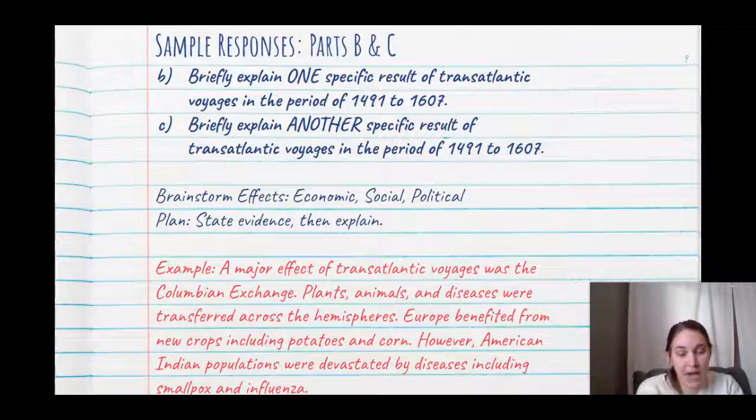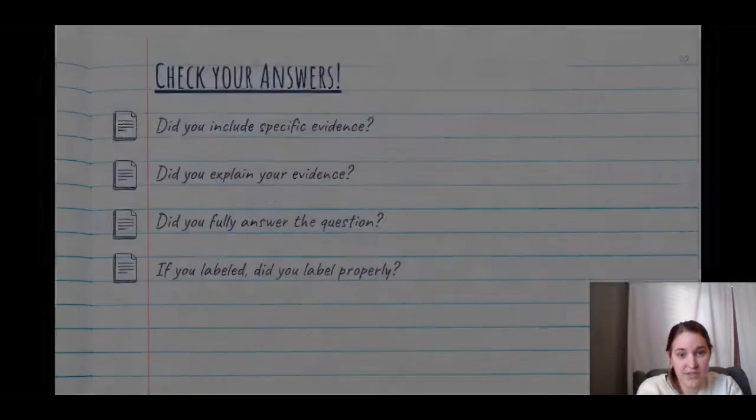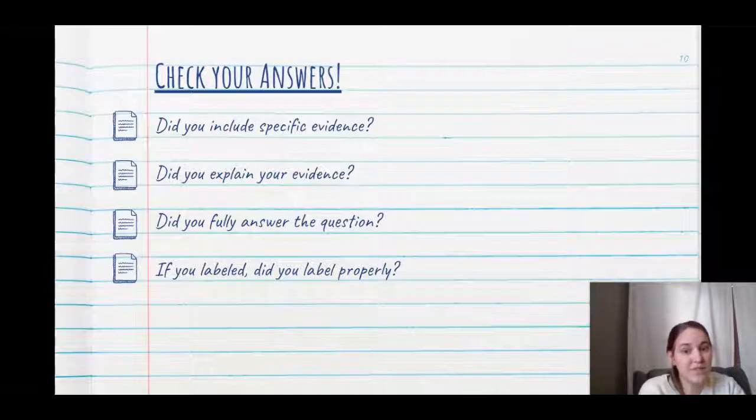So once you have written your responses, you then want to check your answers. Do you have specific evidence? Did you explain it? Did you fully answer the question? And if you labeled, did you label properly? If you complete these things, and your information is accurate, you're guaranteed to get the points for this question. So I hope that was helpful to practice something for period one.